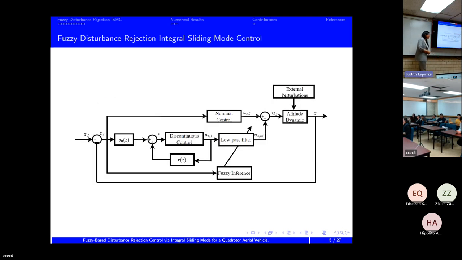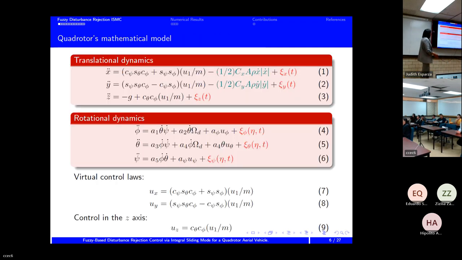Okay. Here is presented the closed loop diagram. In this case, I'm only going to explain the altitude dynamic. The altitude dynamic is affected by the external perturbation. In the control technique, as you can see, we have a nominal control part and a discontinuous control. Here are the quadrotor's mathematical model, translational dynamic, and rotational dynamic.